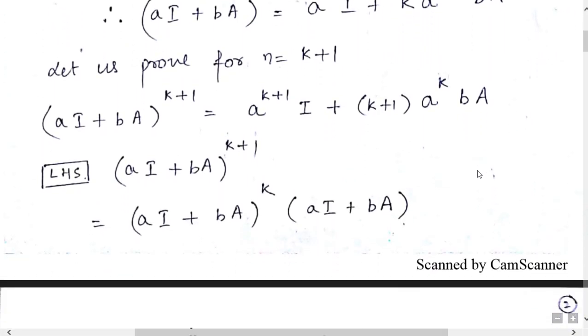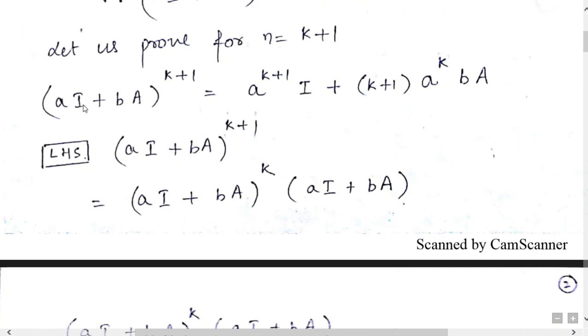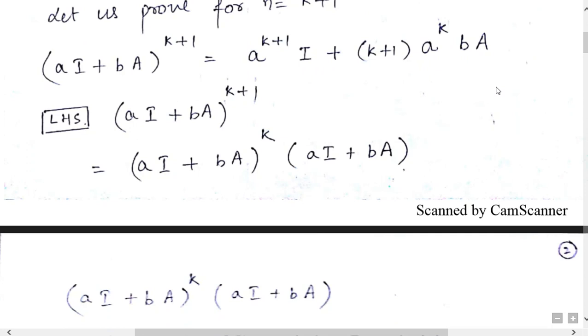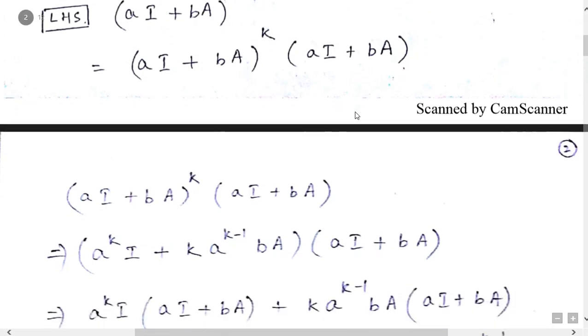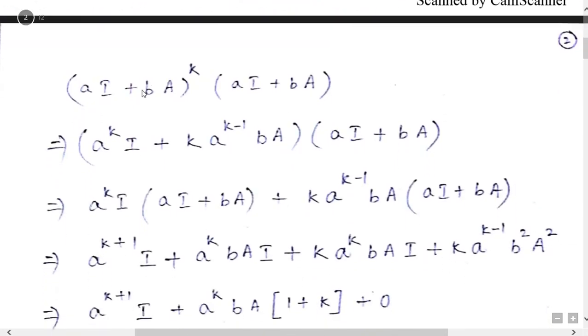Let us prove for n equal to k plus 1. You have to prove this statement true: (aI plus bA) raised to power k plus 1, a raised to power k plus 1 I plus k plus 1, a raised to power k bA. Let us start from the left hand side. (aI plus bA) raised to power k plus 1. Split this statement into two parts. Then insert the value of (aI plus bA) raised to power k from the second statement, which we consider as true.